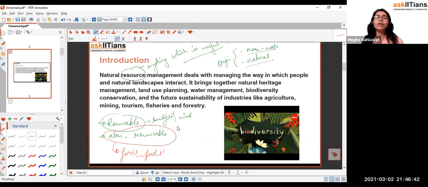Also to develop and proliferate, or to flourish properly, right? So with the help of that natural heritage, that is the land and water, all has been used by human beings very judiciously, very properly, for the development of their own trade. For example, the fisheries, tourism, mining, forestry, etc.